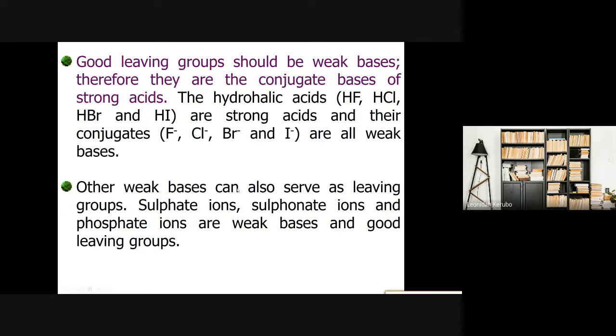Other weak bases can also serve as leaving groups, like for example, sulfite ions, sulfonate ions, and phosphate ions. And these are weak bases and good leaving groups. And remember, for example, sulfate results from ionization of sulfuric acid. So the conjugate acid of sulfate ions is sulfuric acid, which is a very strong acid. And you can see the conjugate base is a weak base. And also these other ones result from very strong acids.